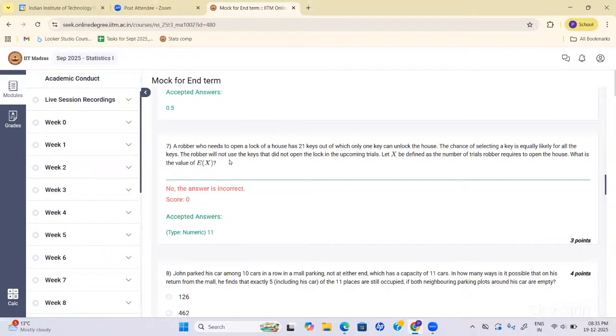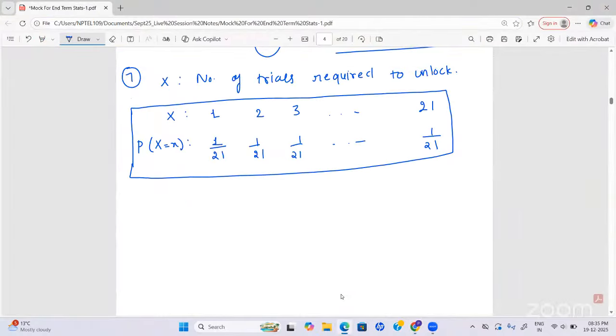Okay, the second line is, the robber will use the key that did not open the lock in the upcoming trial. Okay, so which means once the key is used, it will not be reused again. So if this criteria is not given, then the probabilities might change, I think.